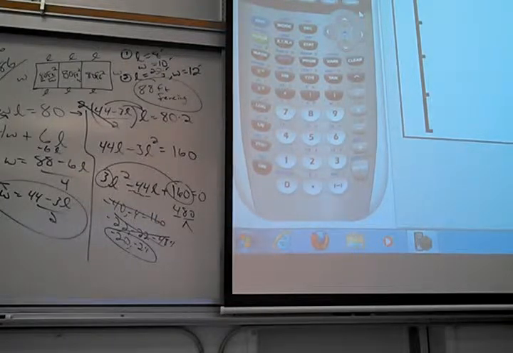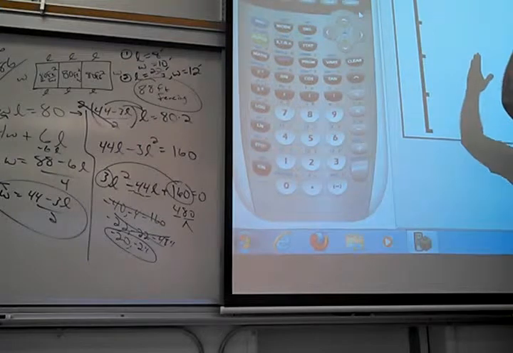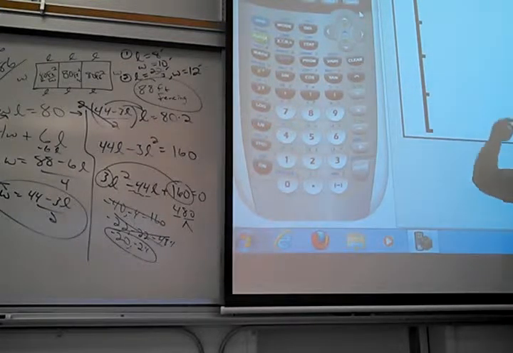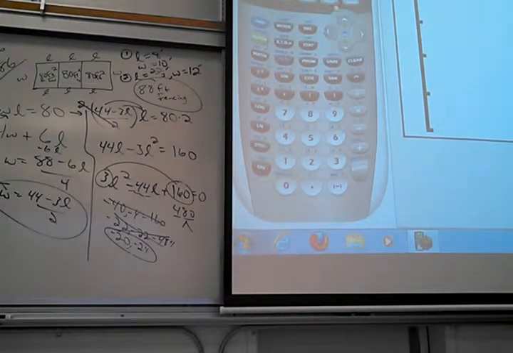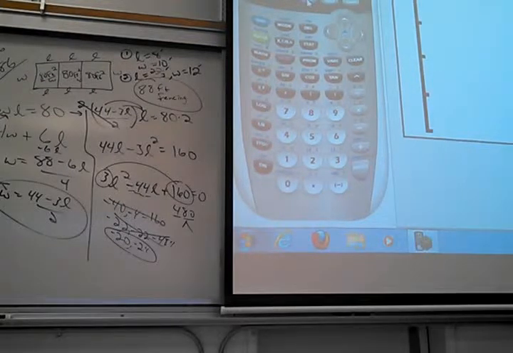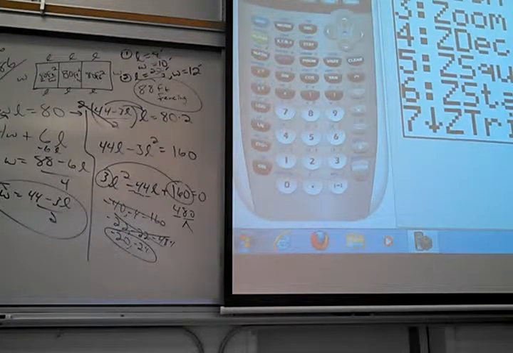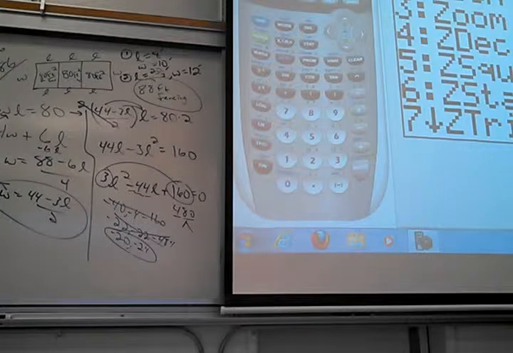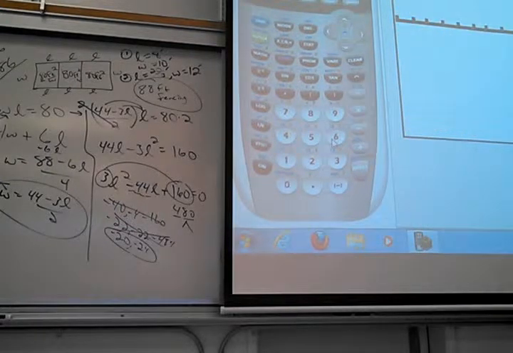That means that I just changed the window. I'm looking at a different part of the graph. Normally the graph starts with negative 10 to 10, negative 10 to 10, and that's what you can see. It's like a little porthole window. Let's say your stuff's happening over there, so you want to be able to see over there. So anytime I put a new function in, I almost always do zoom 6, standard zoom. Take it back to negative 10 to 10, negative 10 to 10. It's a good place to start.